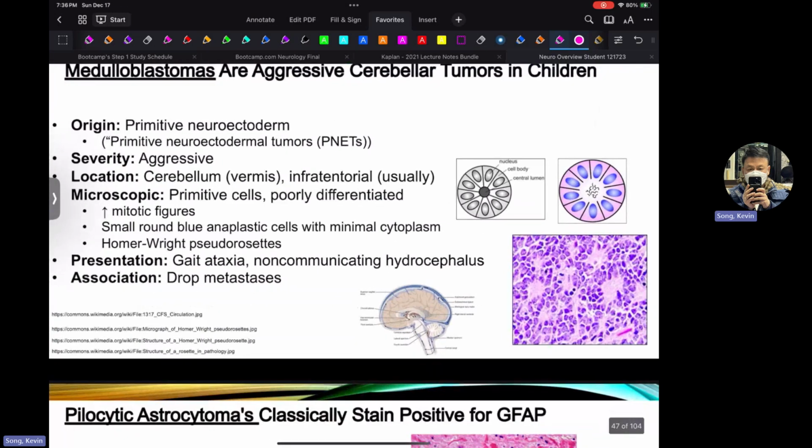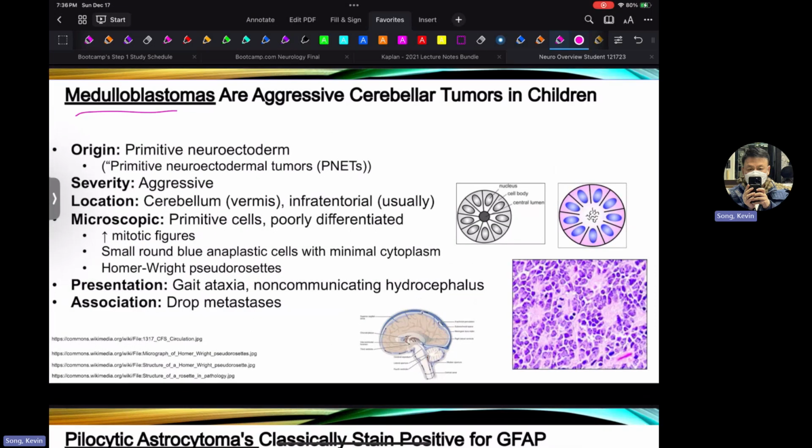Okay, all right. So medulloblastoma is for children, and for this one, let me just circle and highlight what you need to know. It's a tumor of the cerebellum, and infratentorial. That's the usual location.